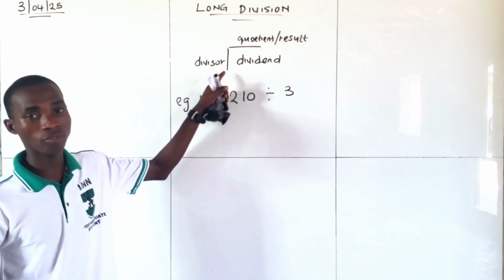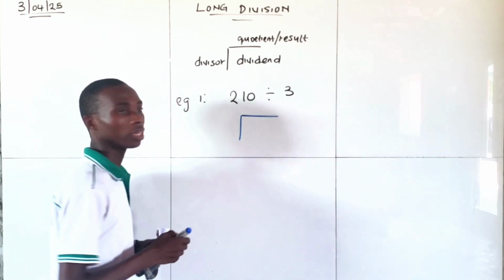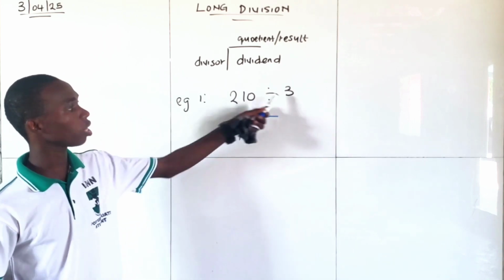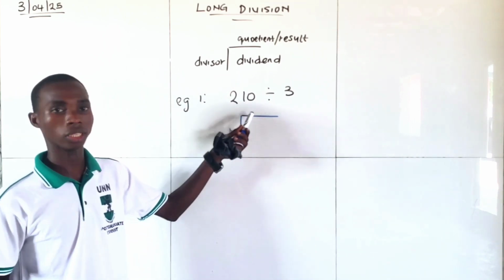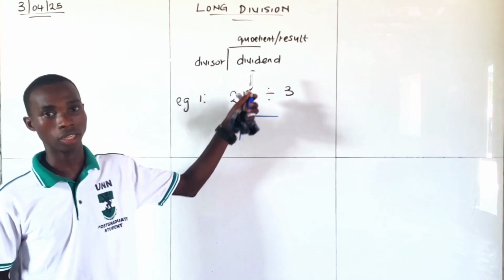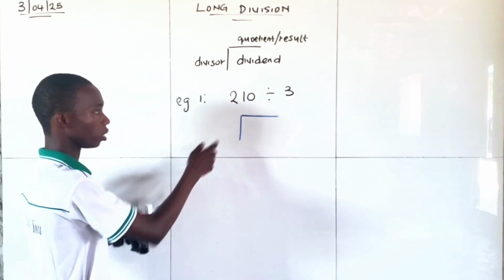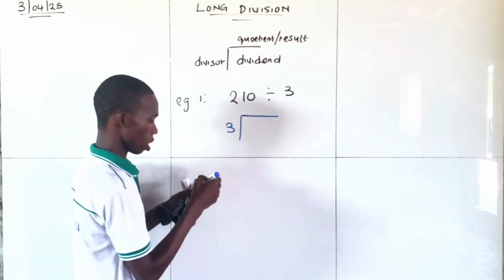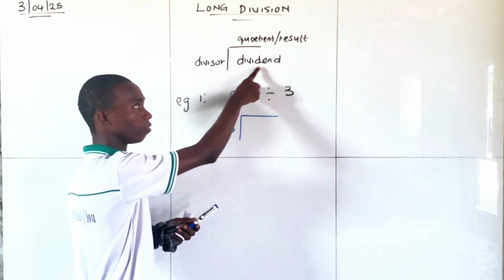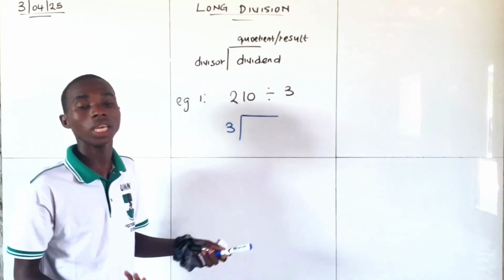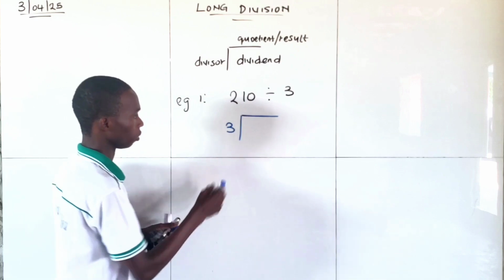You apply this division sign, and then take the smallest number as your divisor and the bigger, complex number as your dividend. So we'll take this 3 as our divisor, so it will be outside here. And then we'll take this 210 as our dividend. Any complicated number they are giving you, take it as your dividend, so it will be inside the division sign.